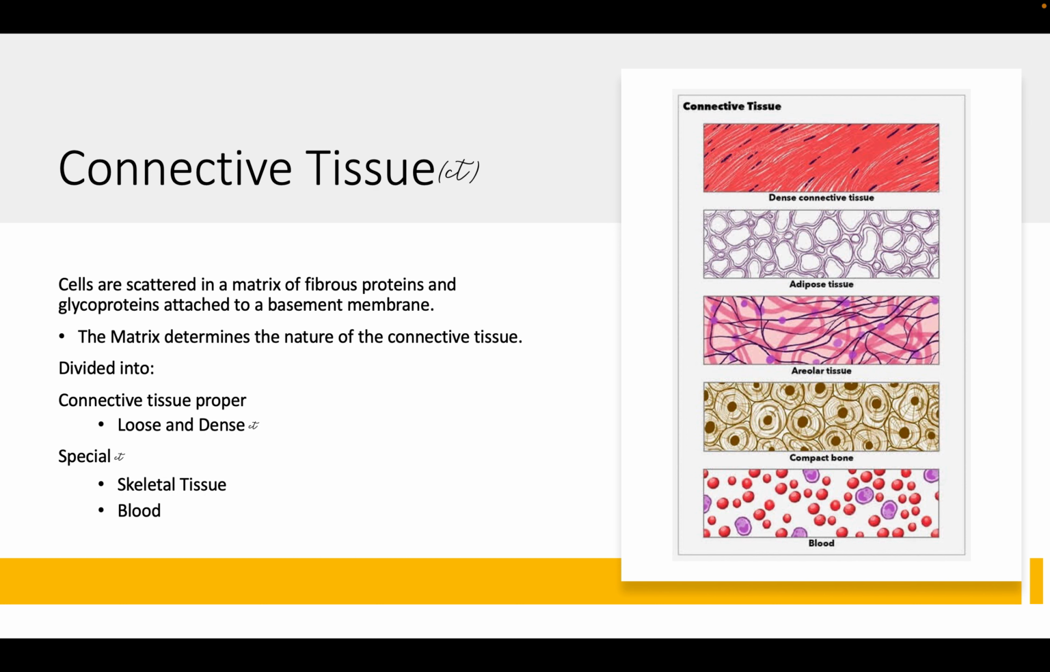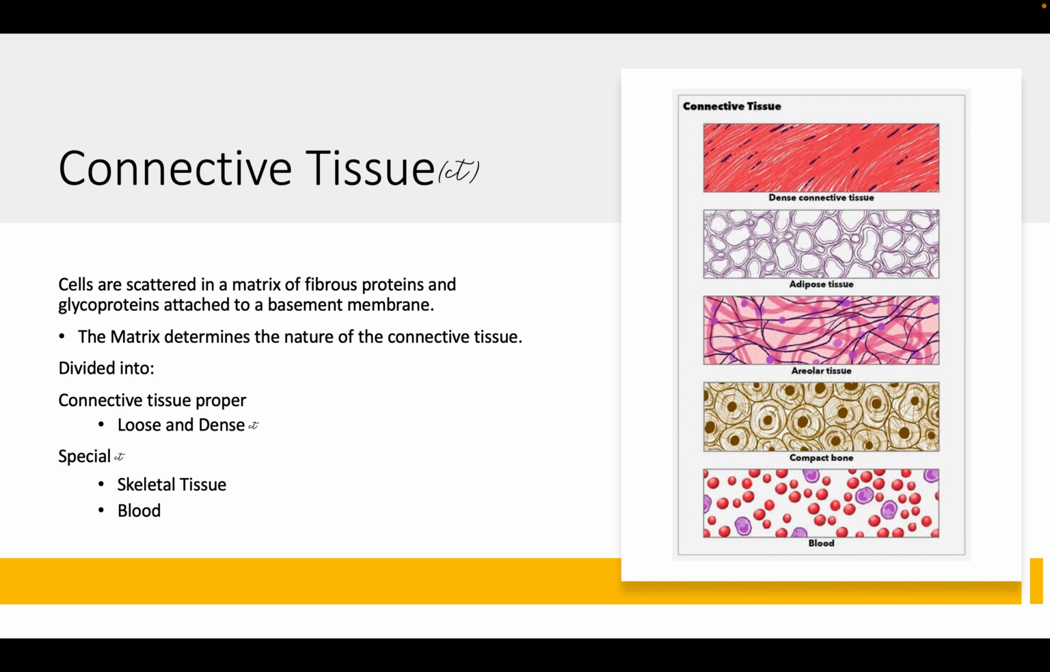And so, for example, we are going to see that we have dense connective tissue, adipose tissue, areolar tissue, we have bone, we even have blood. Now, these are very diverse types of tissue. However, they all serve the function of joining one tissue or one organ to another organ. So for example, blood is one tissue that is found all over the body that connects different tissues together.